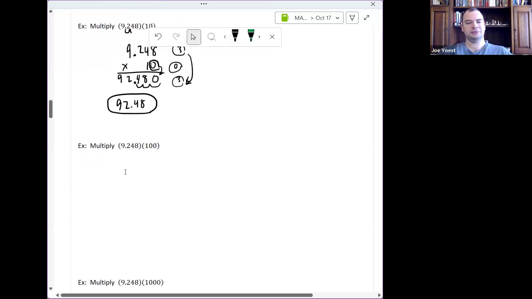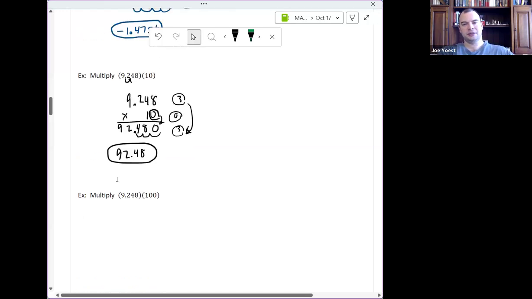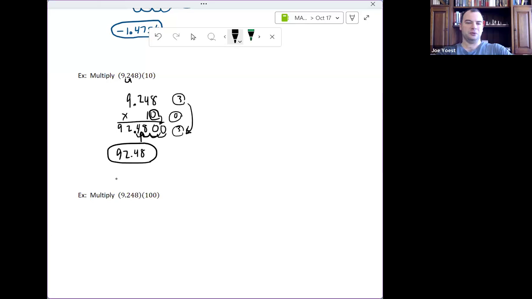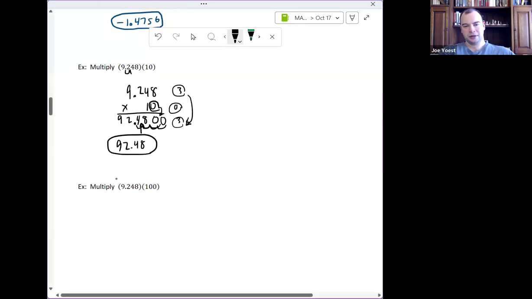If I have the same thing multiplied by 100, I would just have had an extra 0 here. That would mean 1, 2, 3 places, which puts the decimal point 1 further to the right. In other words, multiplying by 100 just moves this decimal point 2 places to the right: 924.8.